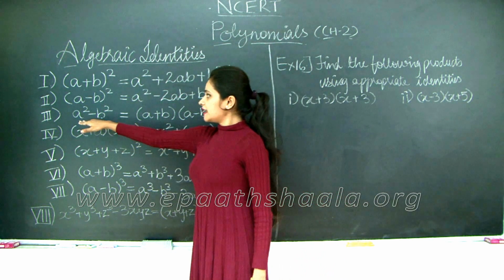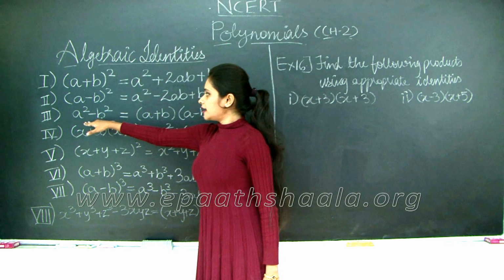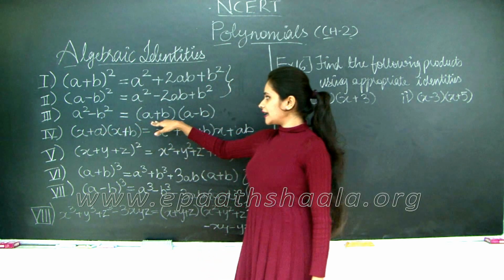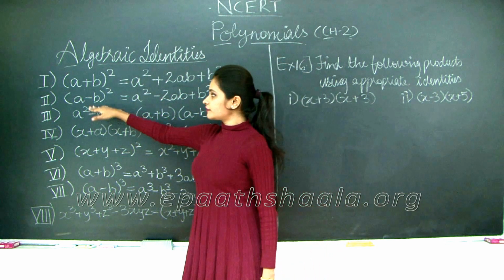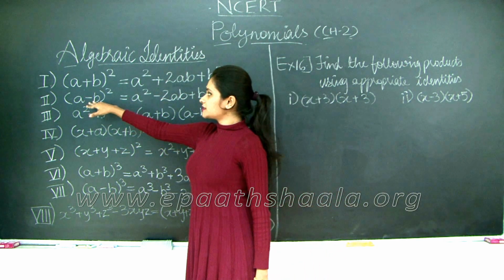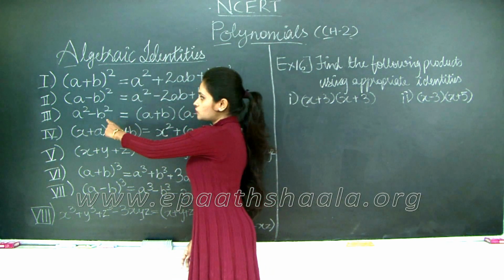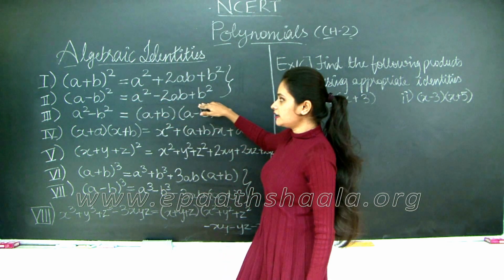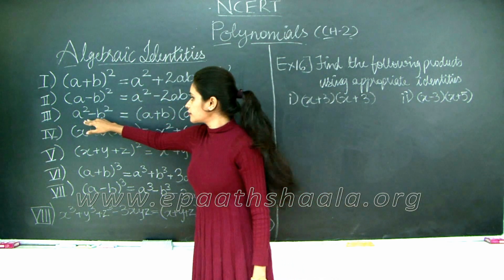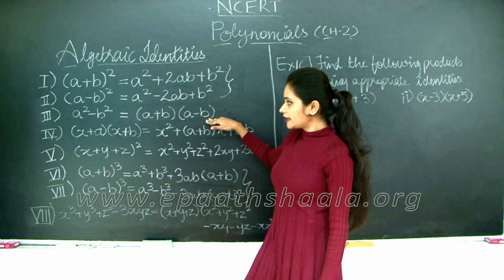Now the second one, a square minus b square. I'm sorry, this is the third identity. A square minus b square is (a plus b) into (a minus b). Now notice that this is different from this one. Why? Because this is (a minus b) the whole square, whereas this is a square minus b square. So (a minus b) the whole square, when you expand it, you get this term, right? It does not give you this term. For this term, we have a different formula altogether, right?